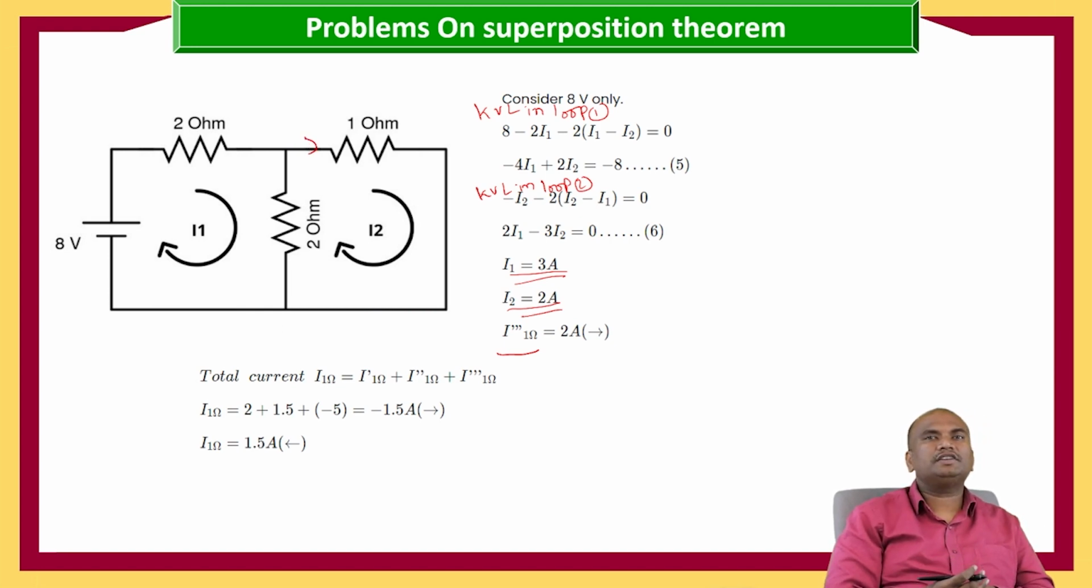Now the total current I1 ohm is equal to I1 ohm dash plus I1 ohm double dash plus I1 ohm triple dash, which is equal to 2 plus 1.5 plus minus 5, which is equal to minus 1.5 amperes from left to right. When we consider from right to left, I1 ohm is equal to 1.5 amperes. This is the way we calculate the current flowing through any particular resistance when we have 3 voltage sources.